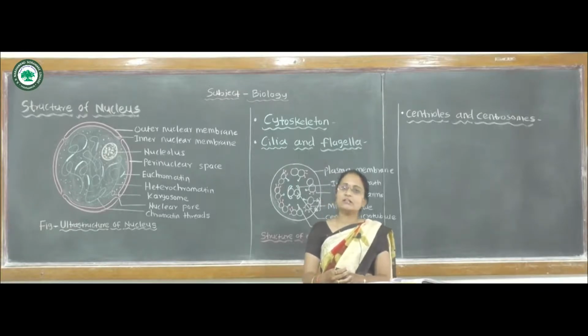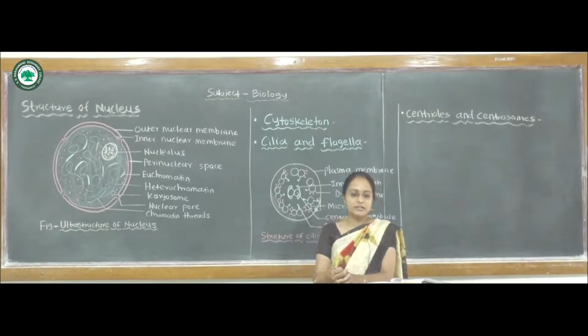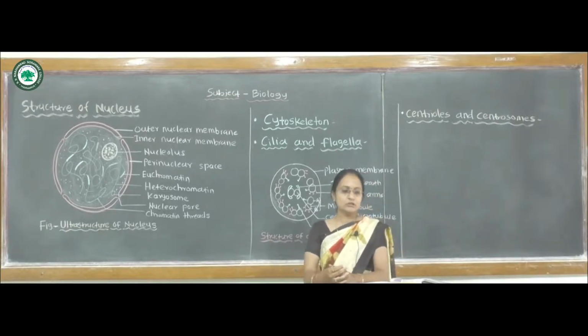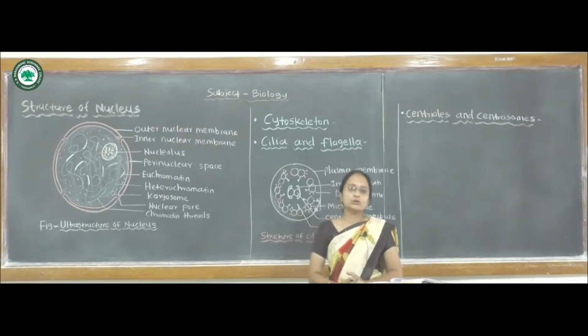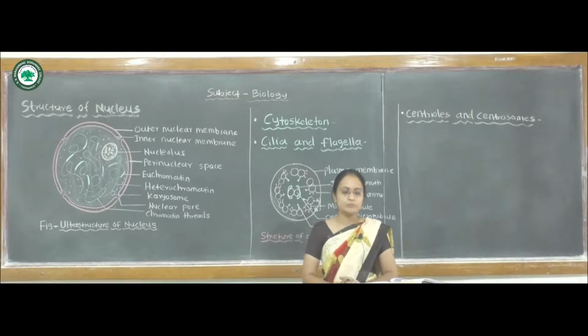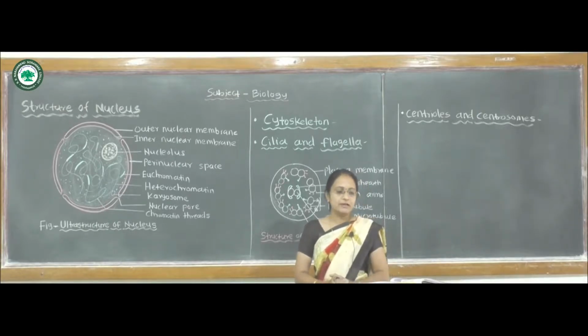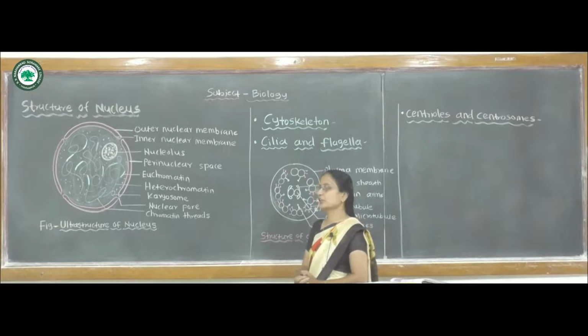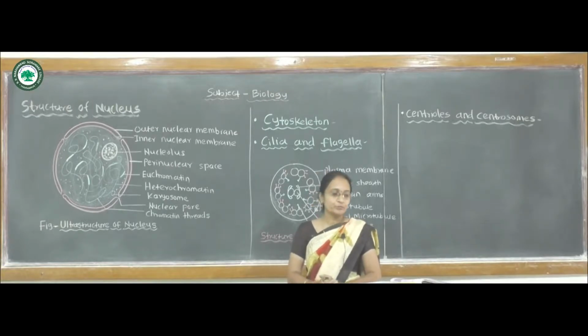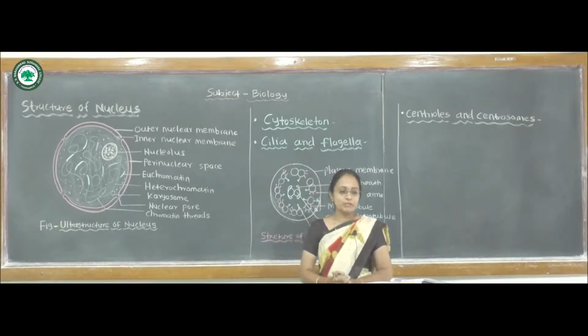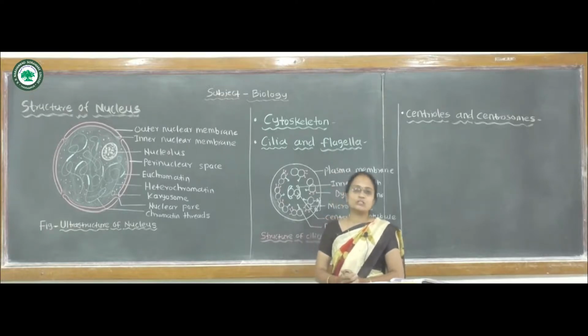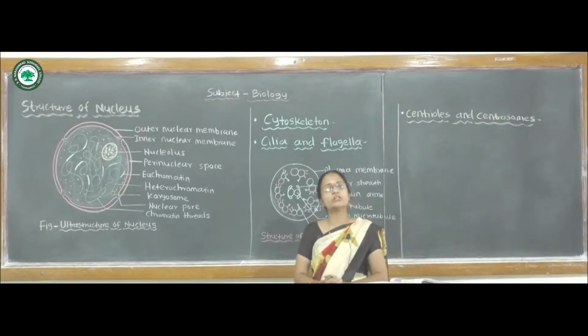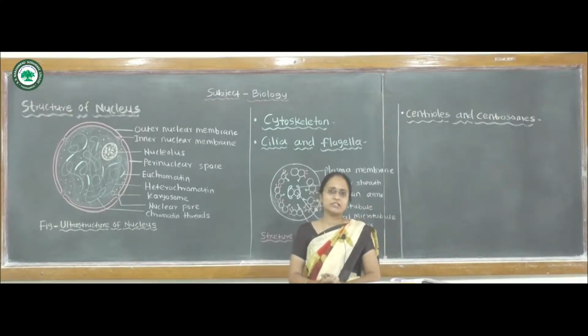What is the role of this cytoskeleton? It helps to maintain and give shape to the cell, and the contraction of the cell also takes place because of this cytoskeleton. The mobility of the cell and the cell organelles is possible because of this cytoskeleton. The change in cell shape and cell division occur due to this cytoskeleton only. This is the composition and the role of the cytoskeleton.